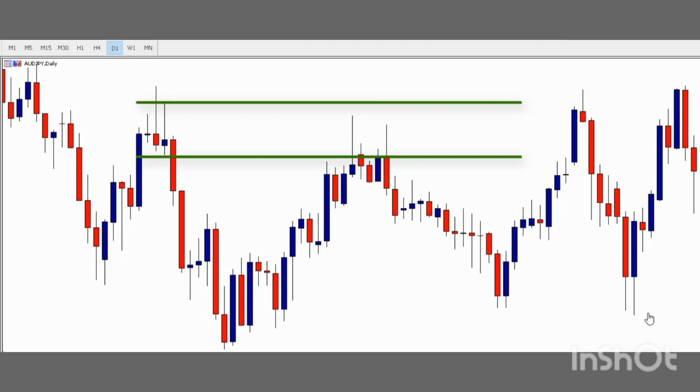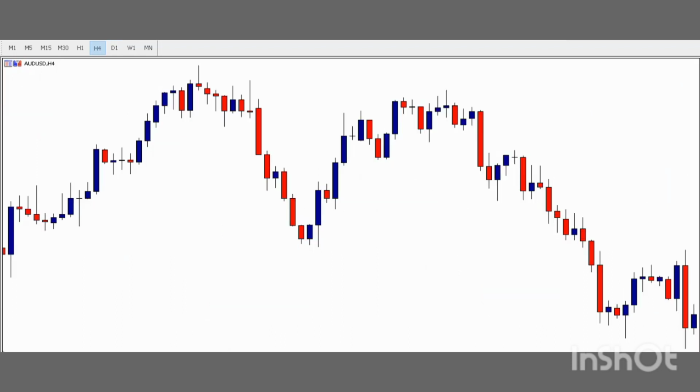Then you now wait for price to come back to it and retest it. And once price retests it, you see that market starts pushing down. So that's a valid supply zone. Let's look at another example.